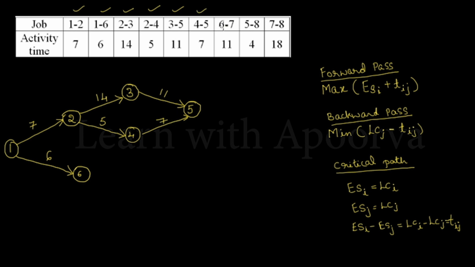Next we have an activity between 6 and 7. 6 I already have here, I will construct a node 7 here, I will connect them together and the duration is 11. So, next activity is between 5 and 8, node 5 is here. Node 8 I will construct here, I will connect them with the activity duration 4. So, next we have the activity between node 7 and 8. So, between 7 and 8 we will have an activity whose duration is 18. So, we are done with the construction of the network.